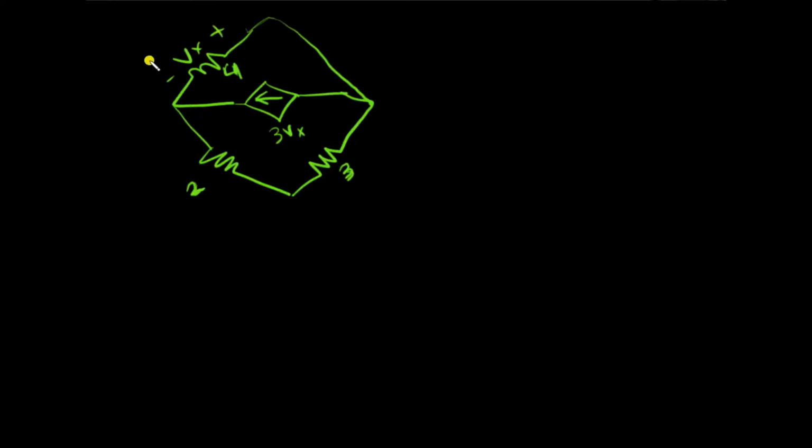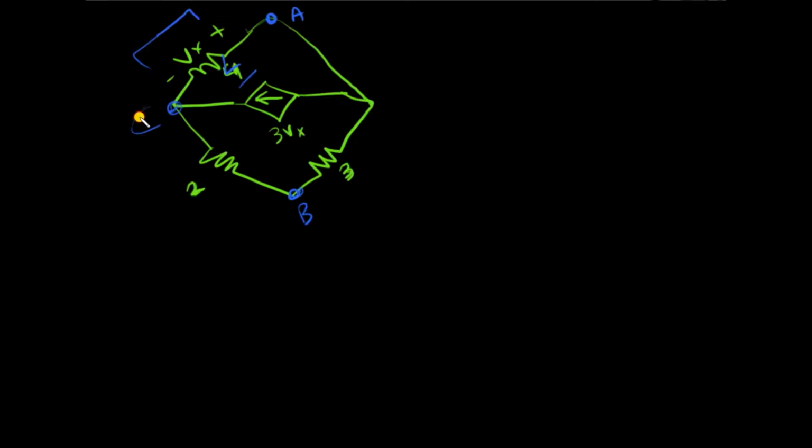One thing to remember is that do not get confused by this Vx because this is not a nodal voltage. This is just the potential difference across the 4 ohms resistor. So I'll just mark out all the nodes. This is my first node, this is clearly my second node, and this is my third node.